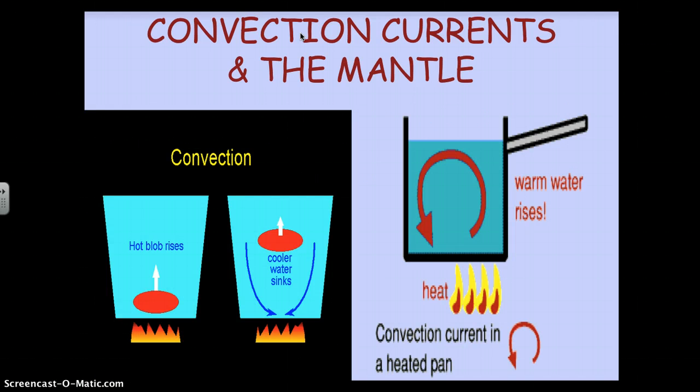So when we look on the left, we see the heat blob at the bottom. The hot blob begins to rise, and then the cooler water sinks. We can also put heat underneath a pan, and the warm water will rise, and as it reaches the top, it's farther away from the heat. It cools and goes back down and heats back up and cools, and so on and so forth.